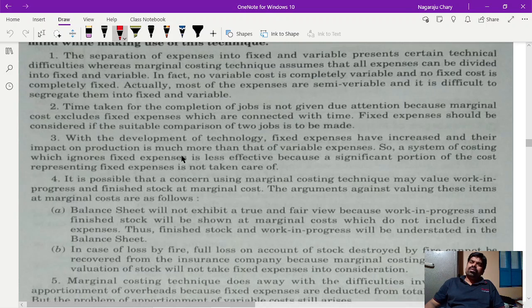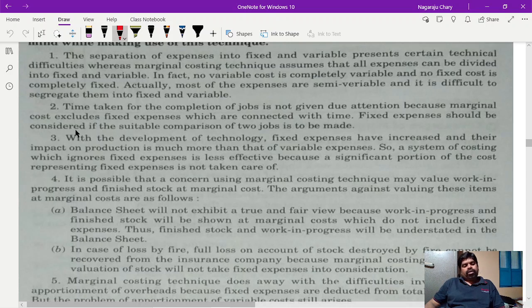So in practice it may not be easy to determine or identify which one is fixed cost and which one is variable cost. That will be difficult for the management. That's why the segregation and the apportionment to the concerned departments is also difficult for the management. So that was a difficulty: segregation of cost is a difficulty to the management.